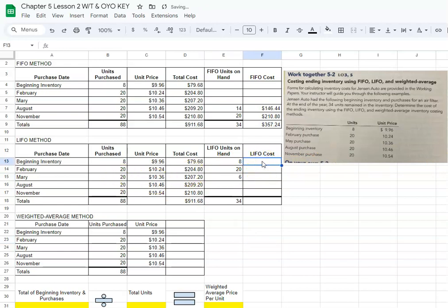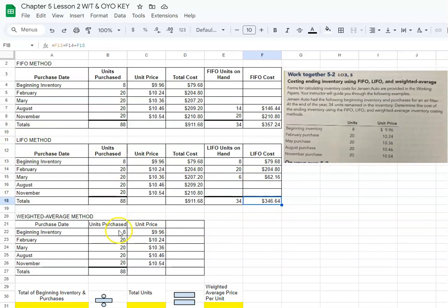Okay, so then we're just going to go 8 times 996, and we'll use these costs for our total of 34, so we'll add them together. So 346.64 is what we come up with for our inventory on hand based on the LIFO method.